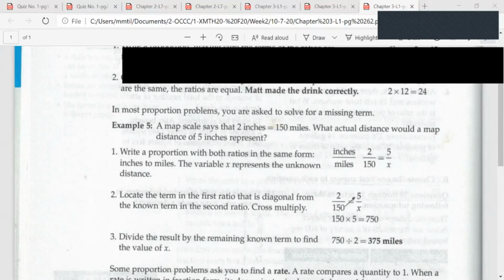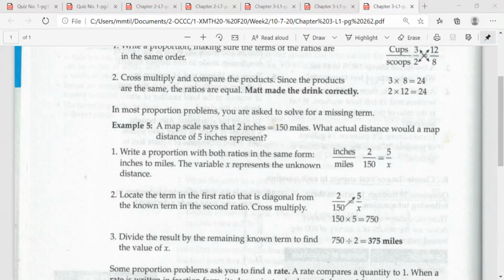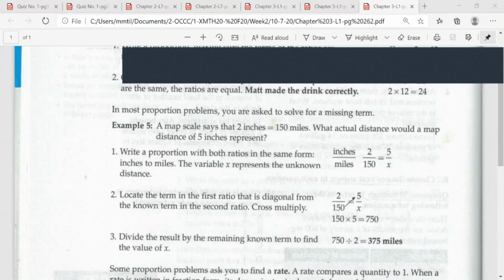Let's look at example 5. A map scale says 2 inches is equal to 150 miles, right? What actual distance would a map distance of 5 inches represent? Well, in this one, you put 2 inches over 150 right here, which is equal to 5 inches over x, right? We don't know how many miles. We have to solve for miles, right? That makes sense. So now let me go back to my whiteboard here.